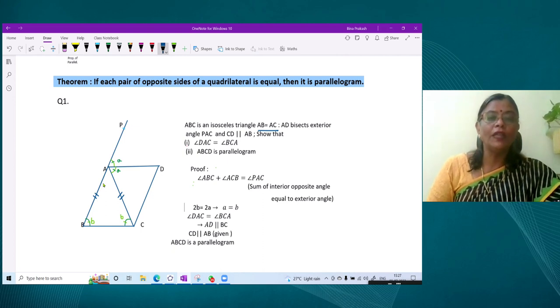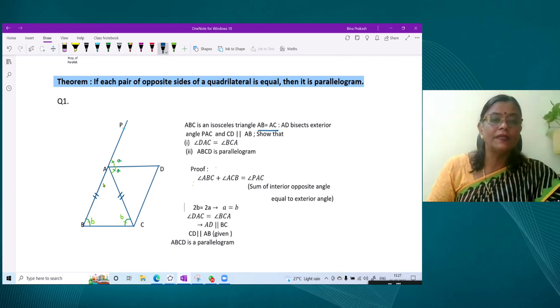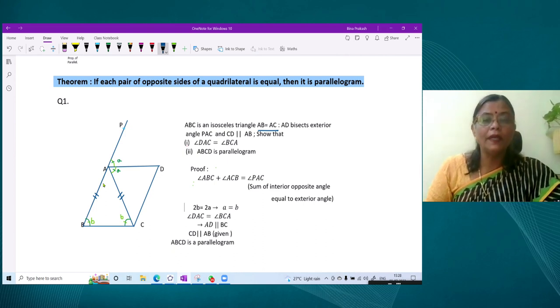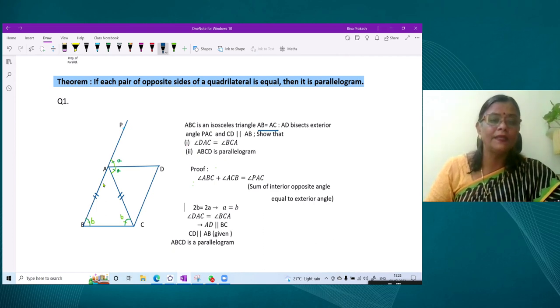Now, what do we need to prove first? That angle DAC and angle BCA, that is, angle A and angle B, are equal. How do we prove it? Now look here. Angle ABC and angle ACB are actually interior angles of a triangle, isn't it? Now the exterior angle is the whole angle PAC. PAC is an exterior angle.